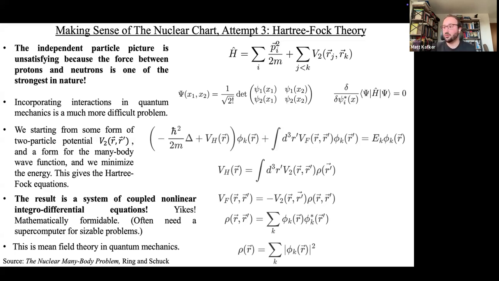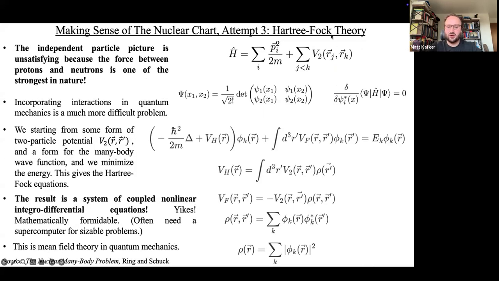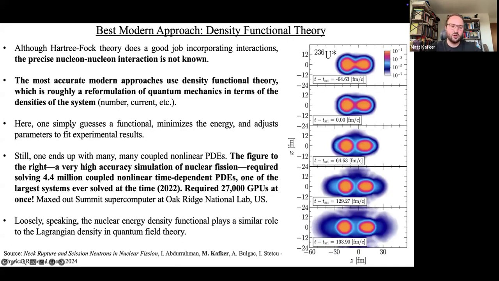But the idea is if you wanted to do it properly, if you wanted to do genuine interacting quantum mechanics instead of making a bunch of assumptions as to what it might look like, this is the procedure. You often need a supercomputer to solve problems like this. And this is mean field theory, like I was saying. And if you want to do fission, for example, which is what my group works on, you do something similar to this. Density functional theory is similar to this, except you don't start explicitly with the two-body interaction, because it turns out that you can do better by just guessing a form of a functional, but it ends up being similar.